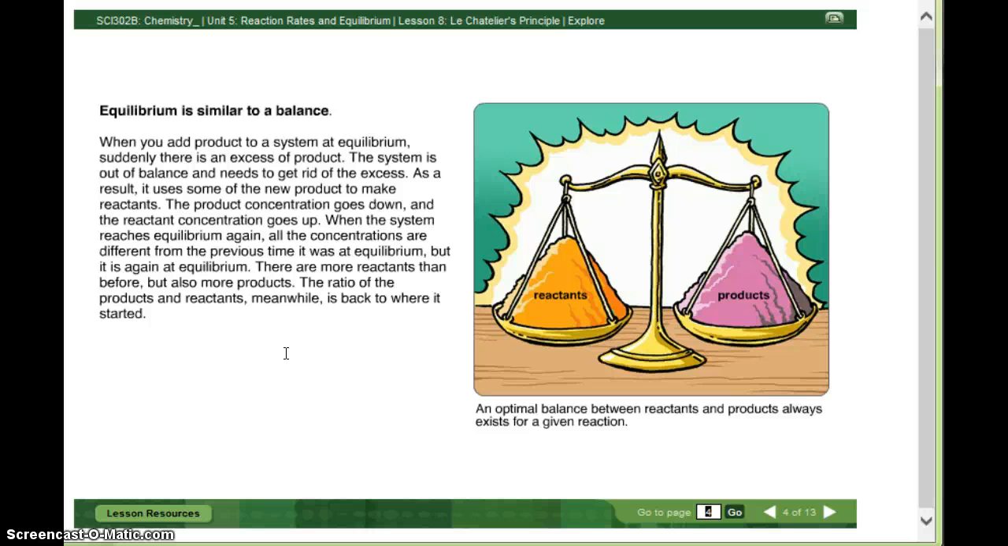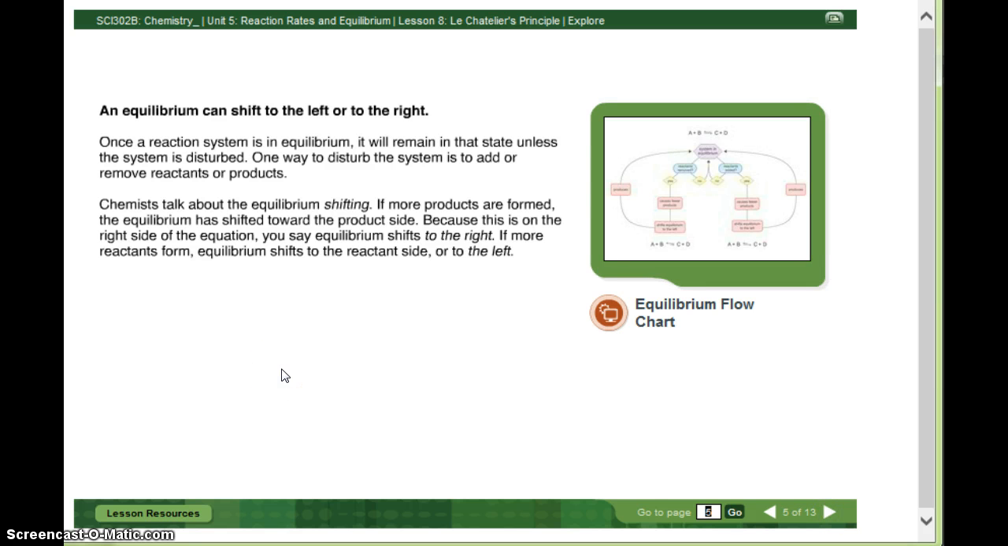There are more reactants than before, but also more products. The ratio of the products and reactants, meanwhile, is back to where it started. An optimal balance between reactants and products always exists for a given reaction. But remember, they don't have to be 50-50. Okay, it's not a 1-to-1 ratio. They can be 99% and 1%. It's just all about the balance as far as what percent are changing into reactants, what percent are changing into products. An equilibrium can shift to the left or to the right.